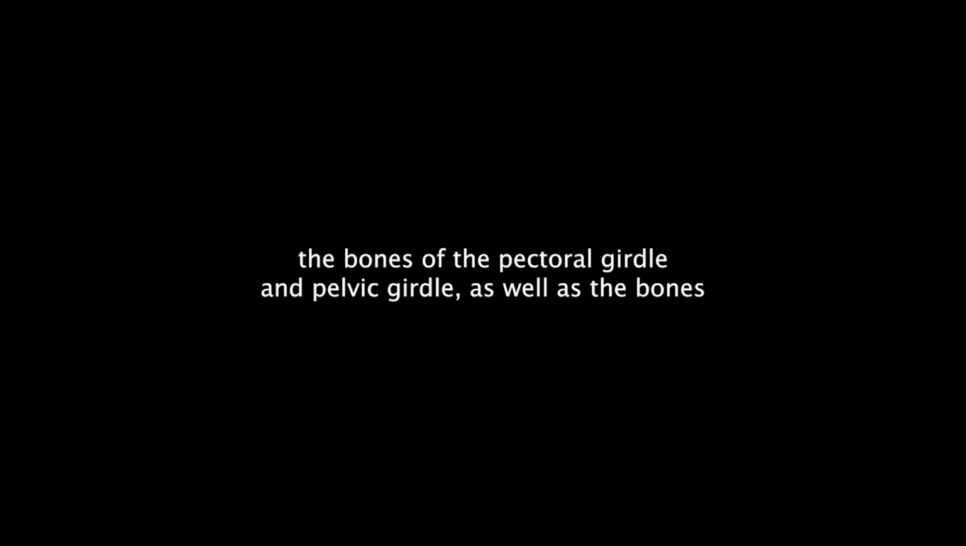So let's continue with this definition here. The upper extremities are attached to the axial skeleton by a structure called the pectoral girdle, which I just mentioned. And the lower extremities are attached to the axial skeleton by the structure called the pelvic girdle. The appendicular skeleton, this portion of the skeletal system, makes up 60% of the bones in the body. The bones of the pectoral girdle and pelvic girdle, as well as the bones of the upper and lower extremities, make up the skeletal portion called the appendicular skeleton.